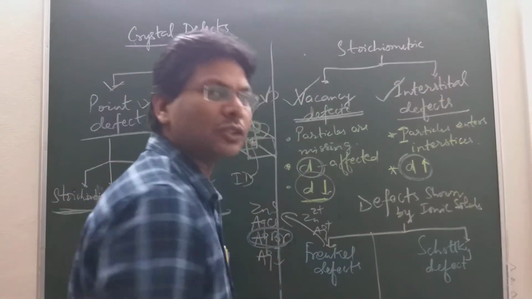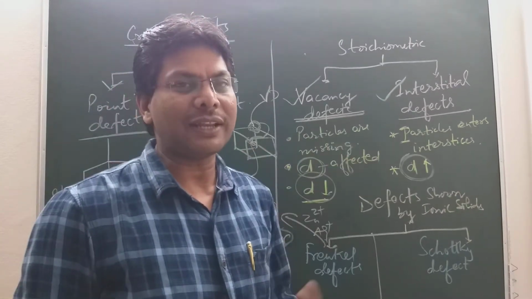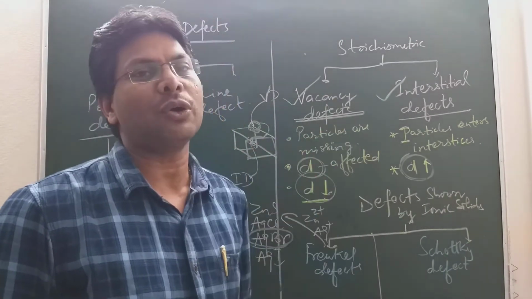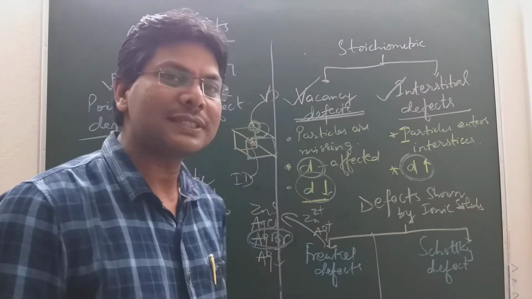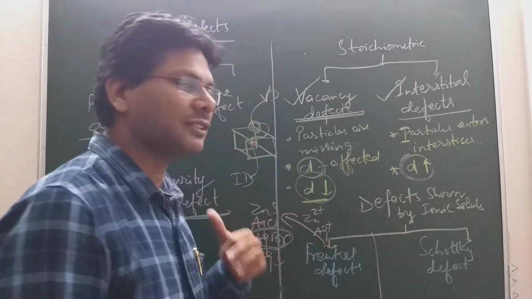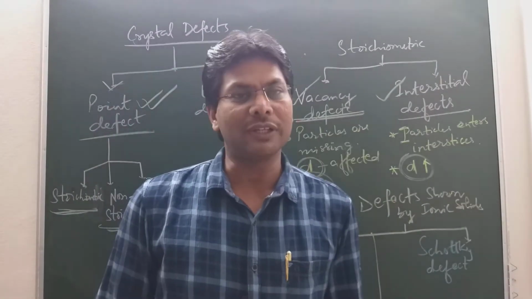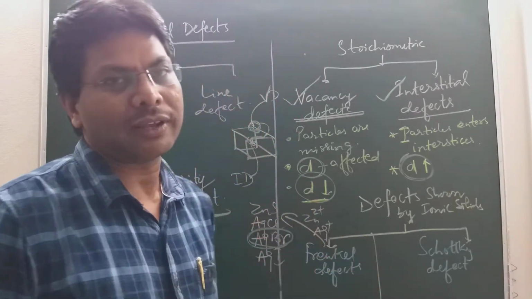So Frenkel defect is also called dislocation defect. The particle leaves the lattice site and enters the interstitial site. At the original site, it causes a vacancy defect. At the new site, it causes an interstitial defect. Since there is no loss of the particle, there is no change in density, so density remains the same. It is shown by such ionic solids where there is a large difference in the size of cations and anions. So that is called Frenkel defect.